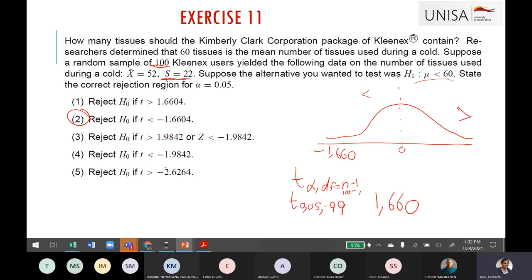And you need to know how to find the critical value, because if you don't know how to find the critical value, you might choose the wrong critical value as well. The other important thing is when you find the critical value, you must look at the information that you are given, especially when it's for the mean, whether you're given the population standard deviation or whether you're given the sample standard deviation.